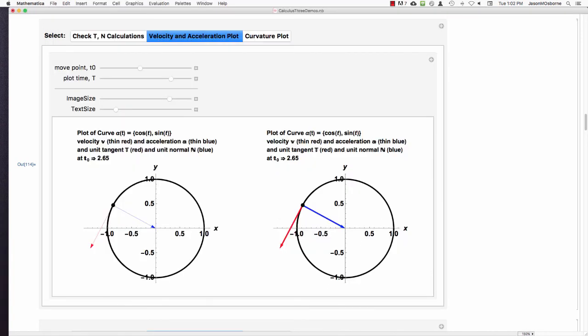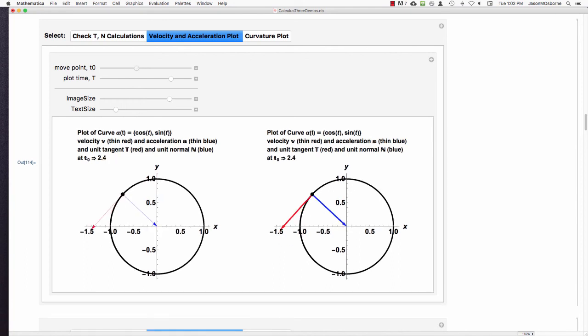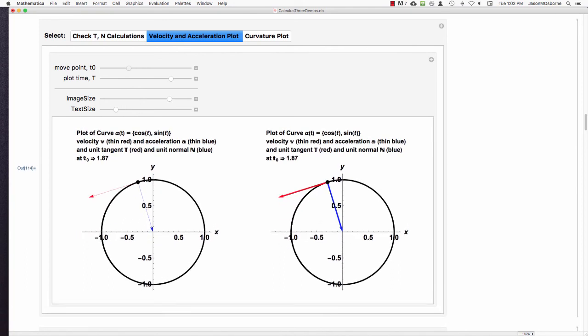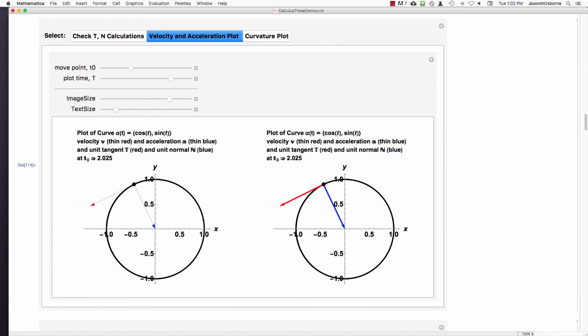In the next example, we'll look at acceleration decomposition for a not so straightforward example, one where the magnitudes are a little bit more involved to work out.